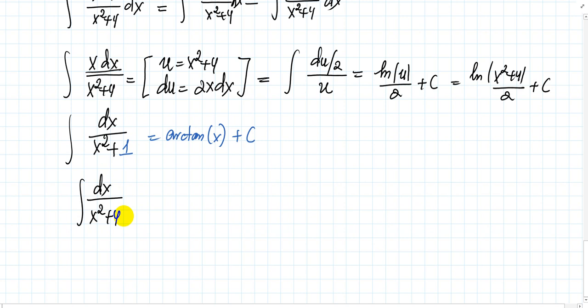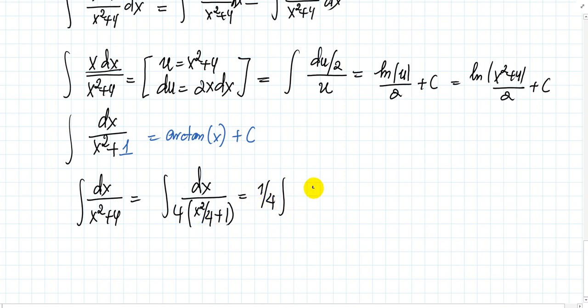So let me take out the 4 from the brackets. Let me write it like this. So dx, let me take out the 4 from the brackets. What you will have? x squared over 4 plus 1, right? So let me take out this. It will be 1 over 4 dx divided by x squared divided by 4 plus 1, okay?